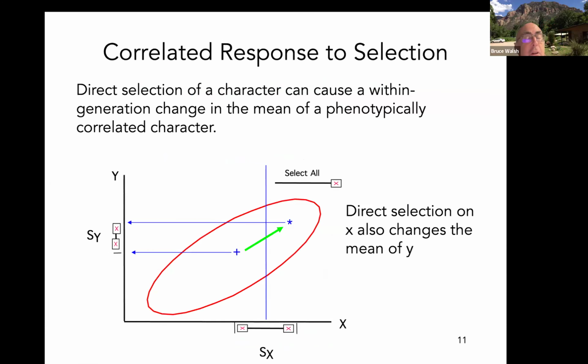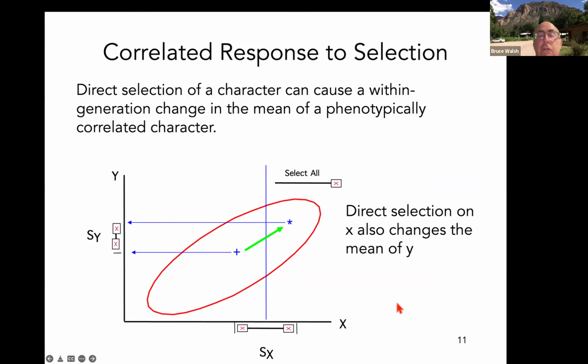So now that we have phenotypic correlations and genetic correlations in mind, let's look at a simple example. So here I've got X and Y, and this red circle here is the scatter plot of individuals for X and Y. And what you see is they're phenotypically correlated. If you're large in X, you tend to be large in Y.